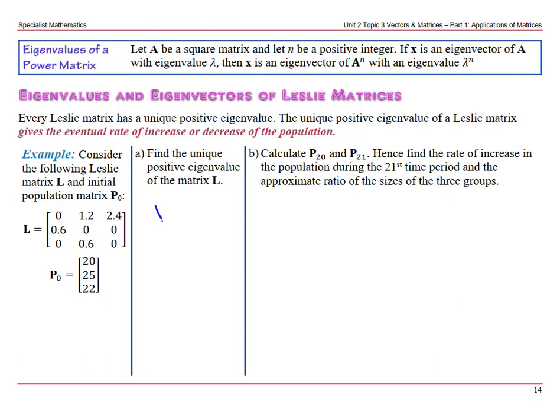So the positive eigenvalue is approximately 1.20. Now, part B, calculate P20 and P21, hence find the rate of increase in the population during the 21st time period and the approximate ratio of the sizes of the three groups. So for this one, P20 is going to be equal to our Leslie matrix to the power of 20 times our initial population, and P21 is going to be our Leslie matrix to the power of 21 times our initial population. So let's go to our calculators and work that out.